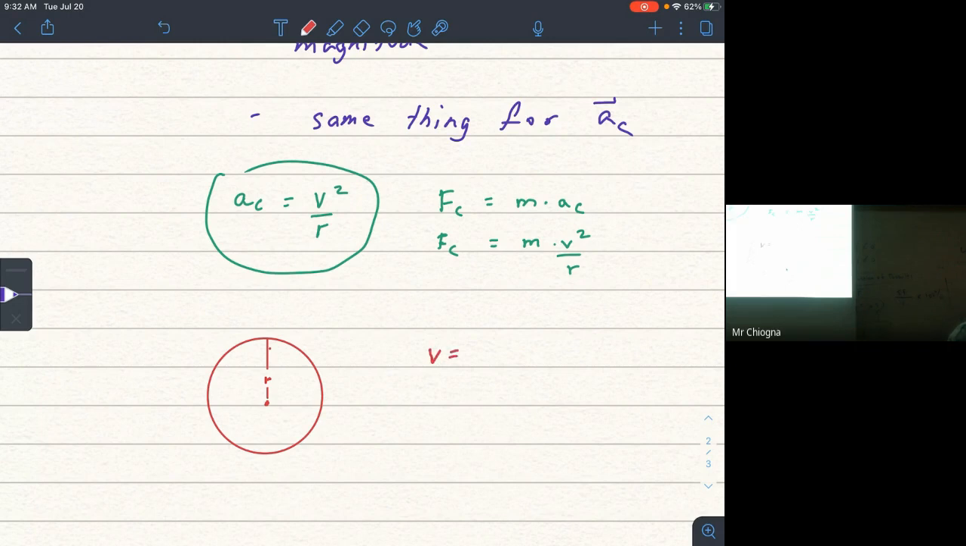Speed, because it's constant speed, remember the equation for constant speed is just d over t. We can use this equation over and over again. What is this d when we're talking about the circle? For a circle, that d is the circumference. It's the distance around the circle once.